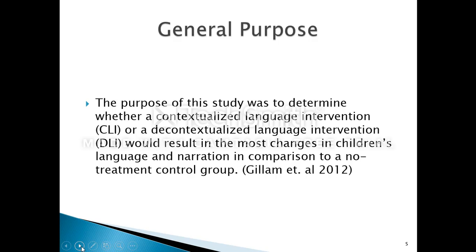The general purpose of this study was to determine whether a contextualized language intervention or a decontextualized language intervention would result in the most changes in children's language and narration in comparison to a no-treatment control group.